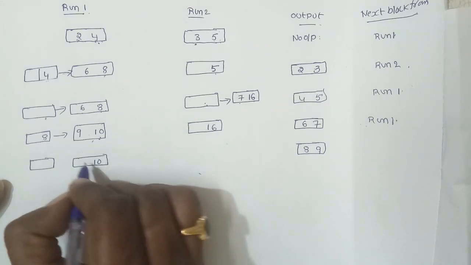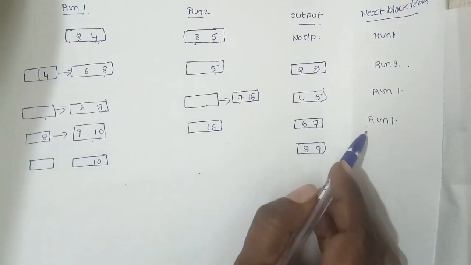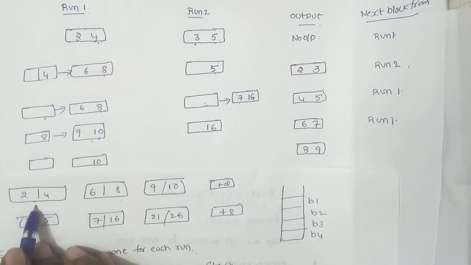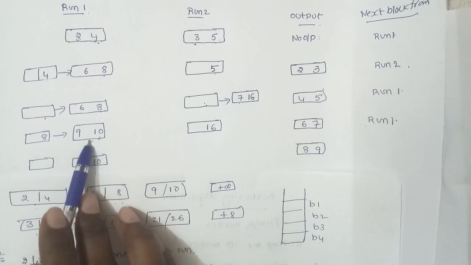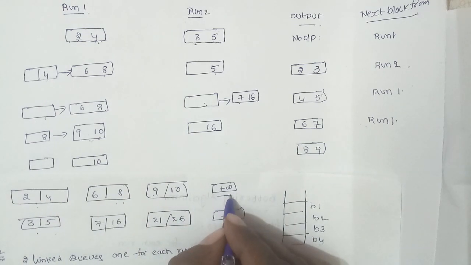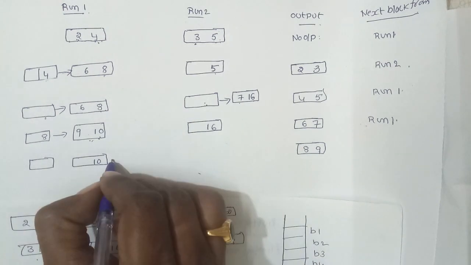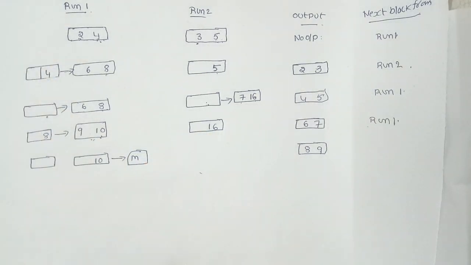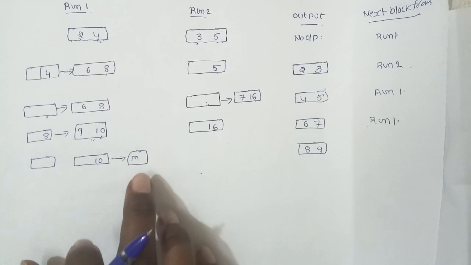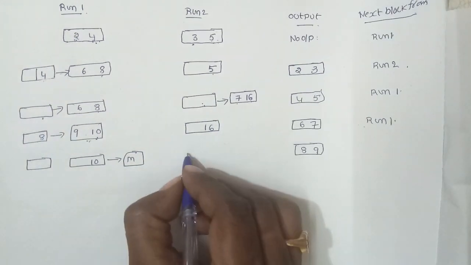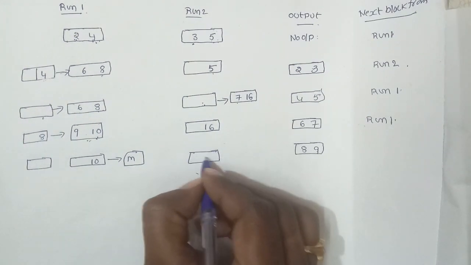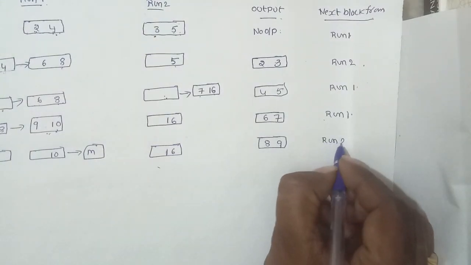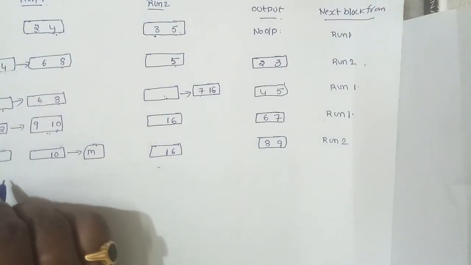Here observe. You have to read from run 1, but run 1 is completed: 2, 4 is completed, 6, 8 is completed, and 9, 10 is also completed. Next I am reading a sentinel record. That means the read operation from run 1 is completed. That is, there is no record from run 1.